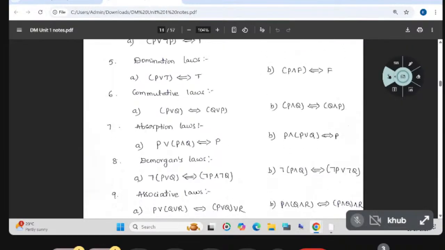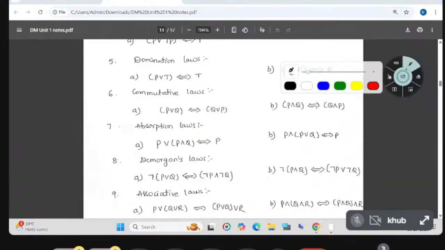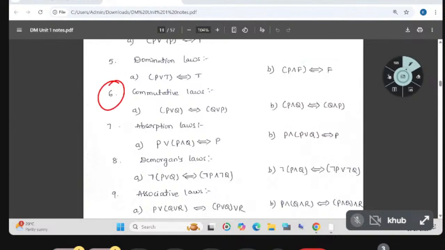So next we are having domination laws, that is P or T implies T and P and F implies F. Then you are having commutative law. Okay, commutative law. P or Q double implies Q or P. P and Q double implies Q and P. Okay, so try to remember this law and this law.